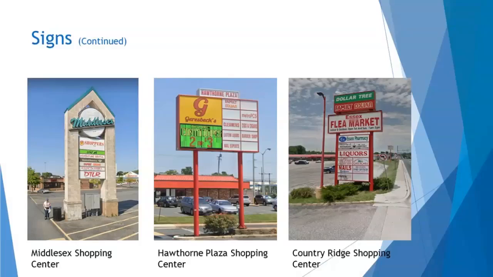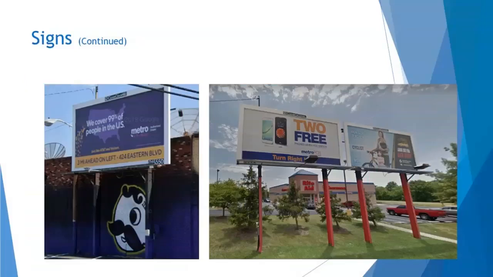So if we look at the other shopping centers, the Hawthorne and the Country Ridge, I'm guessing this Country Ridge shopping center has a new sign now too. It's the same sign, but slightly less obnoxious looking. Okay. Yeah, so there's, as we can see, not much consistency between those shopping center signs.